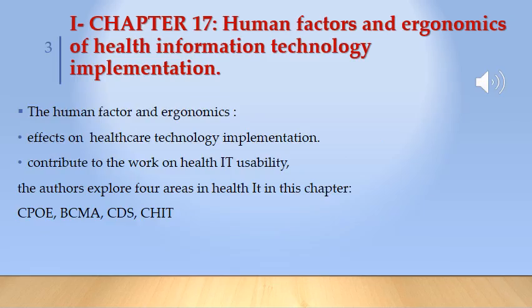In this chapter, the author explores the adoption of health information technology and how the way it either helps or hinders care is related to the design of the systems and the human factors and ergonomics of technology implementation. The chapter indicates that human factors and ergonomics practitioners and science are in a unique position to contribute to the work on health information technology usability.